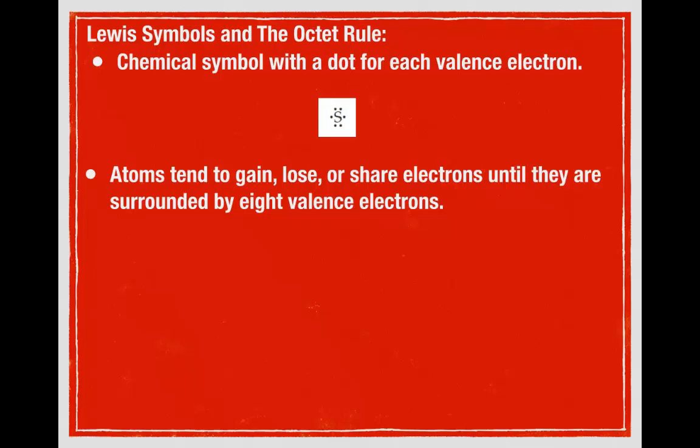So what the octet rule is telling you is that atoms will either gain, lose, or share electrons in order to get that perfect octet, that 8 valence electrons. And notice that the group that has 8 valence electrons, those are your noble gases. So atoms are attempting to assume the electron configuration of noble gases.